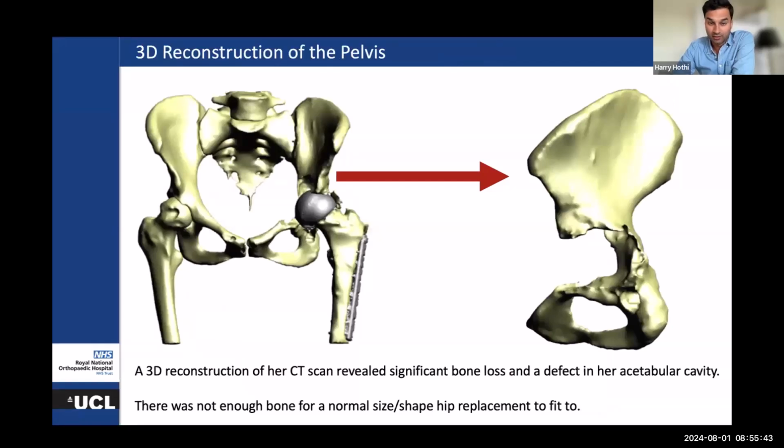So a CT scan was taken of the patient's pelvis and reconstructed in 3D, and the pelvis itself segmented and separated from the model, and it was very clear, as you can see on the image on the right, that there's a big hole where the acetabular cavity should have been. So clearly, a normal-sized implant, a hemispherical acetabular cup, would not fit into this patient.